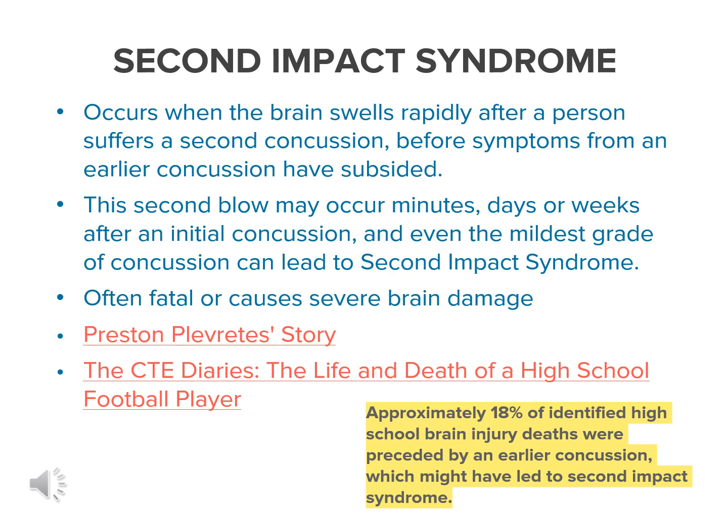Approximately 18% of identified high school brain injury deaths were preceded by an earlier concussion, which might have led to second impact syndrome.